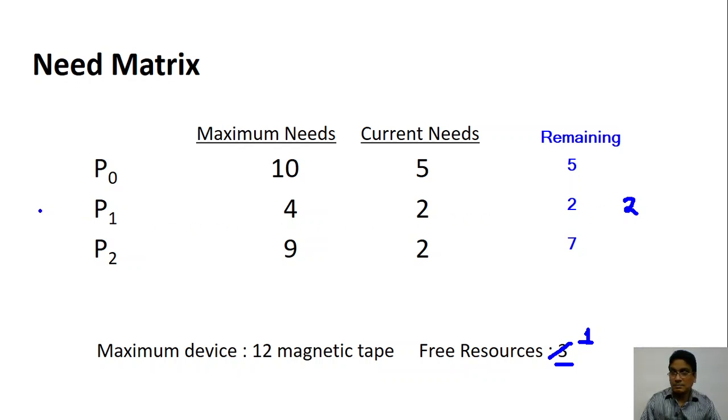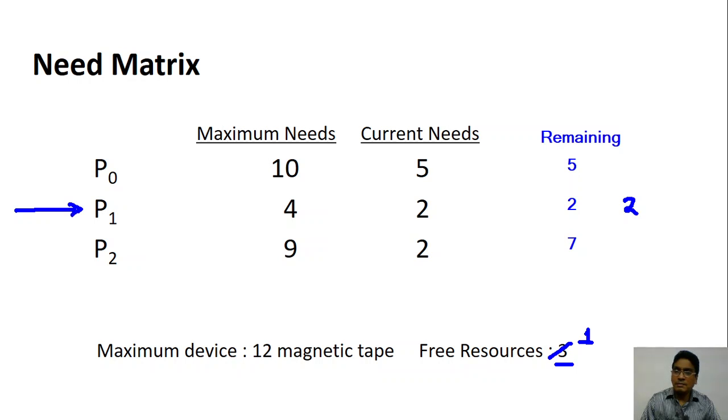You ask P1 to go for the completion. I gave it. So you need 4. 2 I have already given you. Now I am giving you 2 more. 4 you got. Maximum requirement is 4. I am giving you 4. Now go for the completion. So P1 will go for the completion.